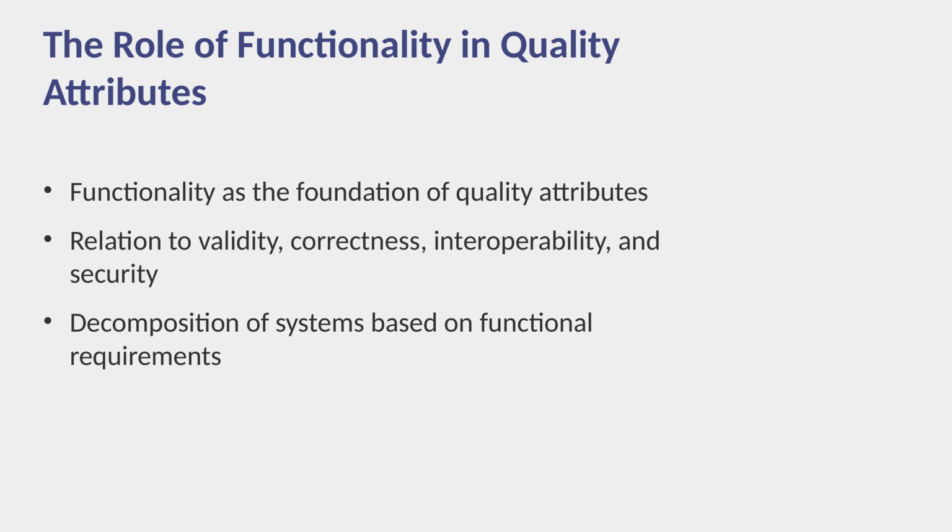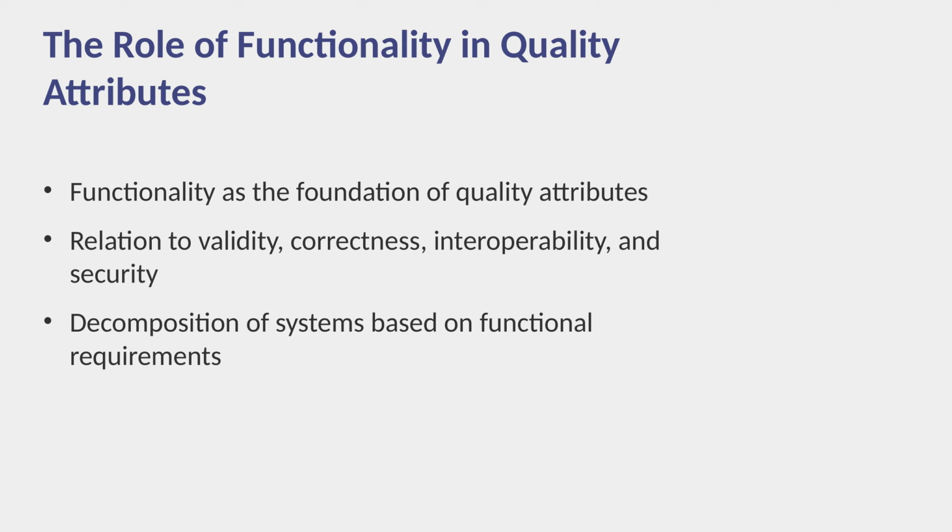Now, let's discuss functionality. Functionality is the primary quality attribute as it defines a system's ability to perform its intended tasks. It encompasses various elements, including validity, ensuring outputs are correct, correctness, meeting specifications, interoperability, working with other systems, and security, protecting against threats. For instance, in an e-commerce platform, the functionality must allow users to browse products, add them to a cart, and securely check out.